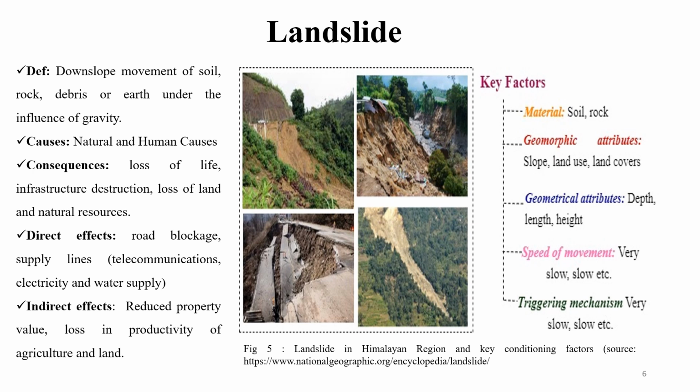The consequences involve loss of life, infrastructure destruction, loss of land and natural resources. The direct effects of landslides involve road blockage and sudden failure of supply lines like telecommunication, electricity and water supply connections. The indirect effects of landslide include reduced property value and loss in the productivity of land and agriculture.